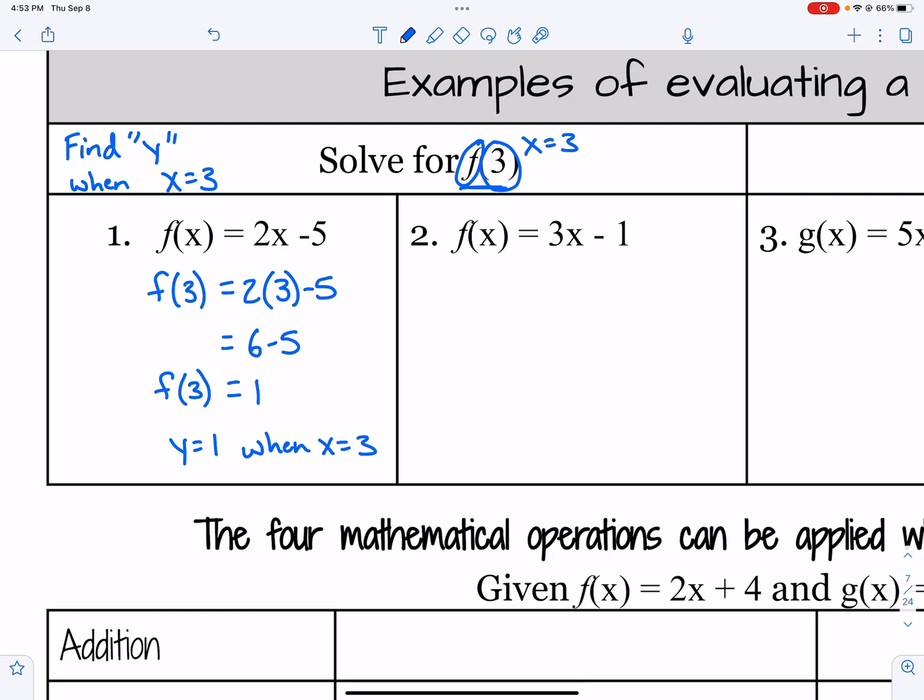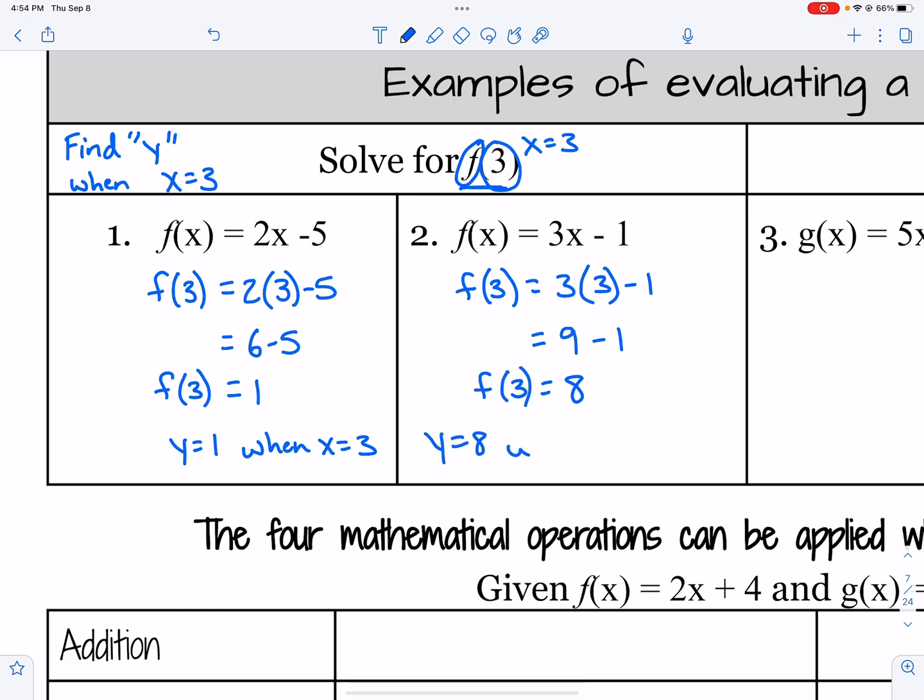In this one, we could say the same thing. So f of 3 would equal 3 times 3. We're just plugging in that x value where it is in the function. Wherever it is, you plug it in. So we get 9 minus 1, and that's just 8. So we have found that f of 3 equals 8. And that means y equals 8 in this function when x equals 3.